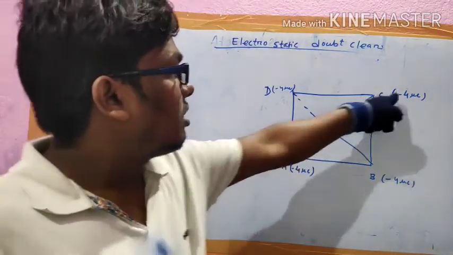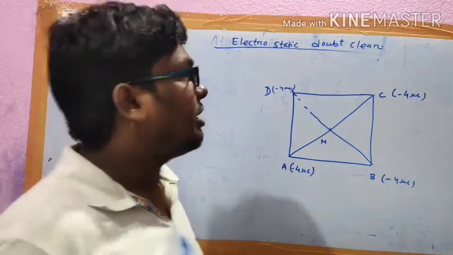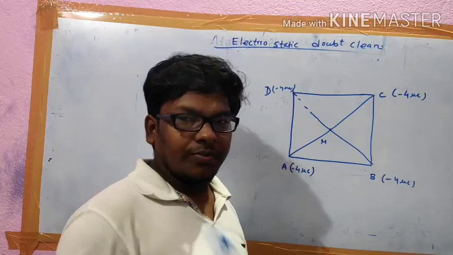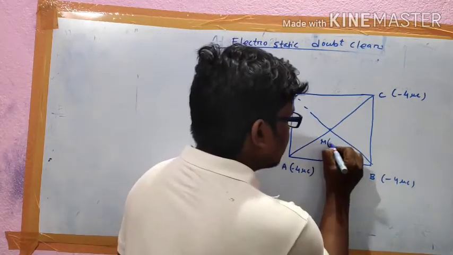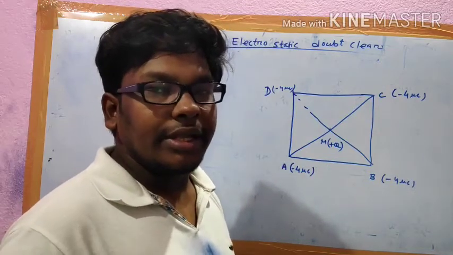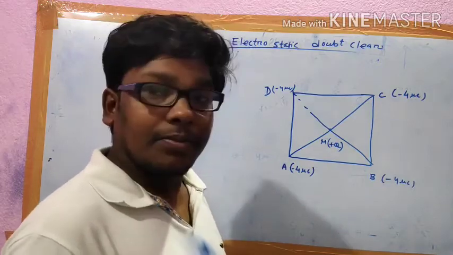As all the corner charges are negative, to maintain the equilibrium we need to place a positive charge, obviously. So I am placing a positive charge plus q, which will maintain the equilibrium condition. Okay, clear?